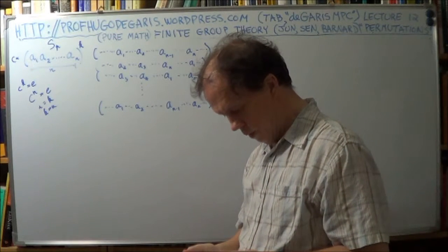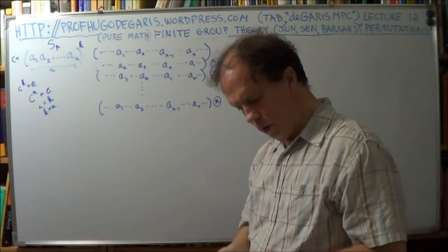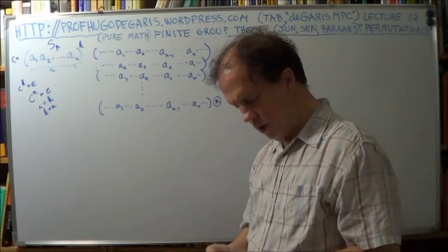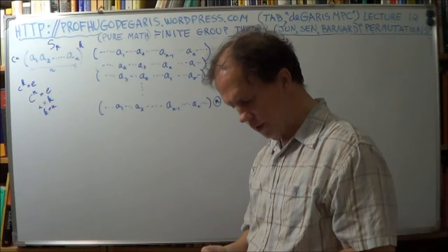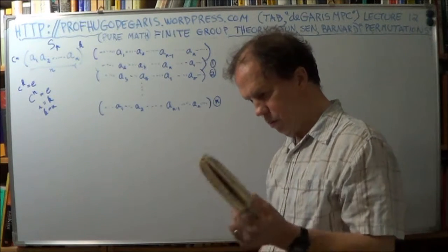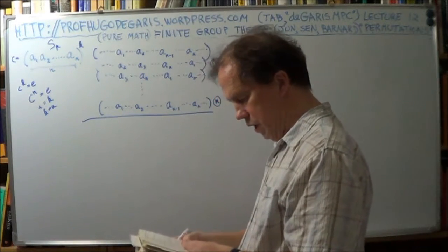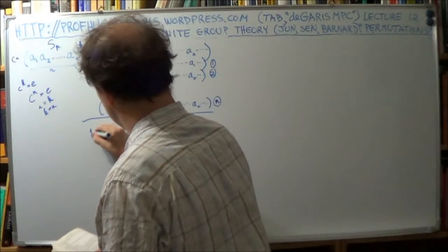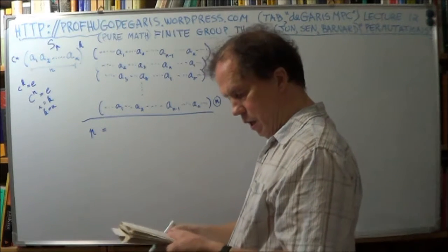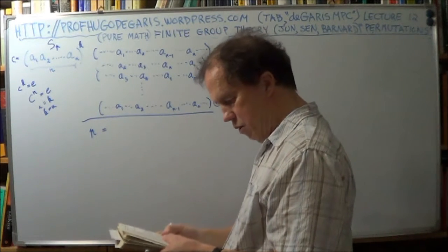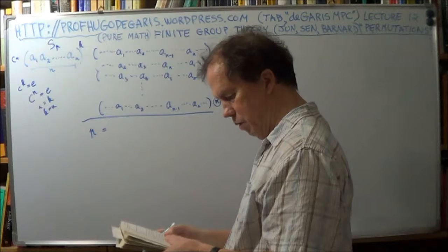Next one. Prove that the order of any permutation is equal to the least common multiple of the lengths of its component disjoint cycles. Okay. Show that the order of any permutation. So here's a permutation. Right? Let's call it P. P for permutation. Show that the order of any permutation is equal to the least common multiple of the lengths of its component disjoint cycles.